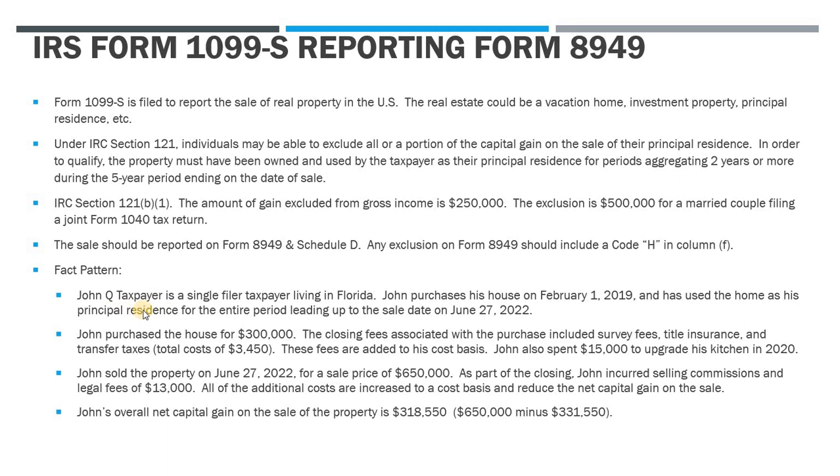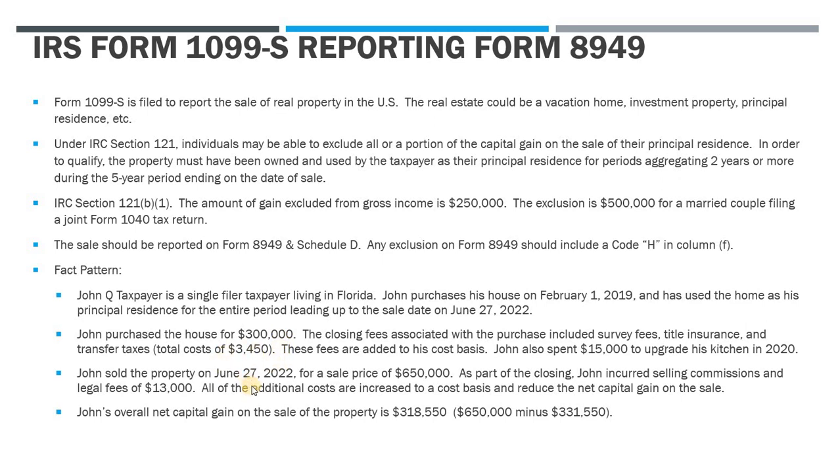So in our fact pattern here, we have John Q. Taxpayer. He's a single filer in Florida. He bought his house on February 1st, 2019, and he used the home as his principal residence, so he didn't have another apartment, he didn't have another house. He just lived in this home for the entire period leading up to the sale date, June 27, 2022. Now, when John bought the house in February, he purchased it for $300,000. He has some closing fees associated with the purchase, so let's say it's $3,450.